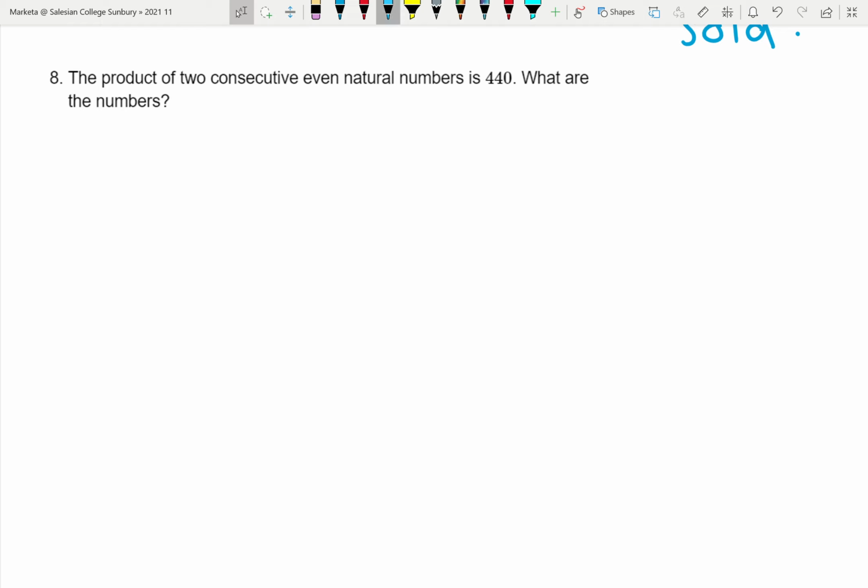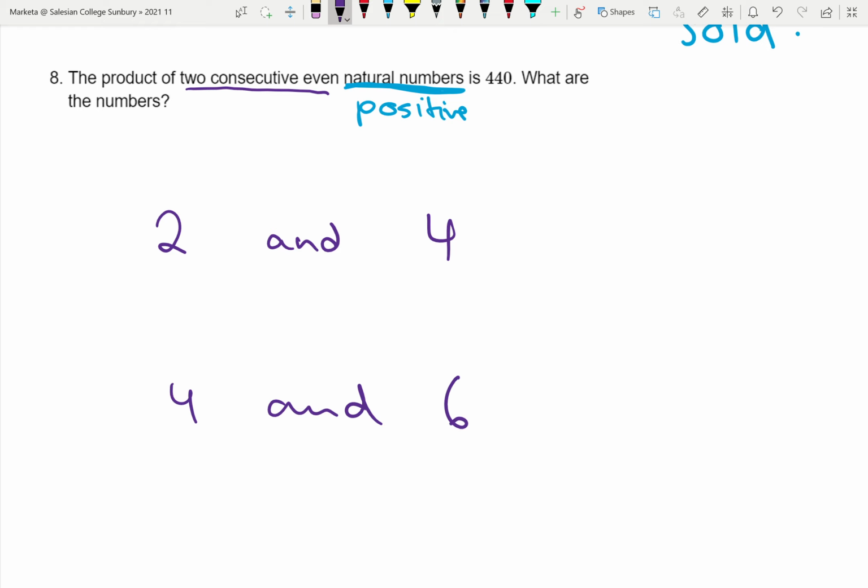Last one for this video, we are going to do two consecutive even natural numbers. Okay, so for a start, the natural numbers are positive. So that's what that means. Two consecutive means one after the other, but this is consecutive even numbers. So if I give an example of two consecutive even numbers, I could say 2 and 4, or I could say 4 and 6. They're consecutive because 4 is the next even number after 2, and 6 is the next even number after 4, so those two would be consecutive.